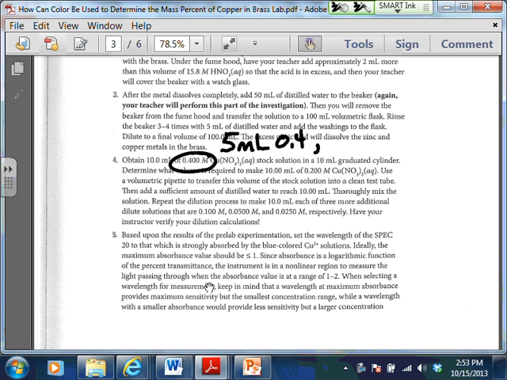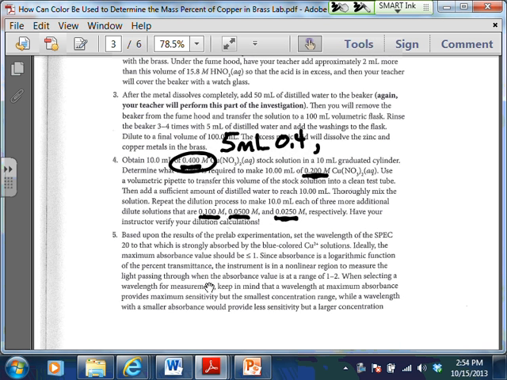So basically what you're doing, ultimately, you're going to measure the absorbance at 0.4, the absorbance of the 0.2 concentration, the absorbance of the 0.1, the absorbance of the 0.05, and the absorbance of the 0.025. And then you should have enough data points to give you a pretty nice graph where you can draw your best fit line. Okay?